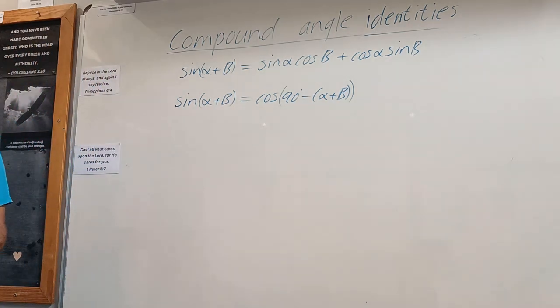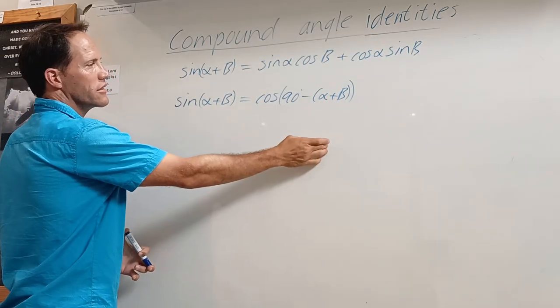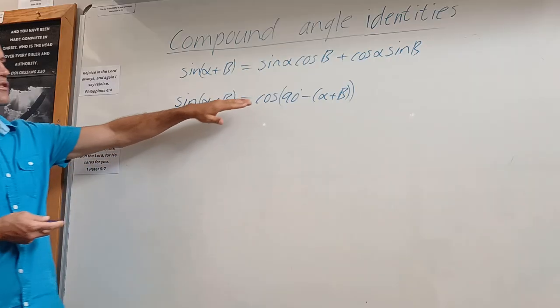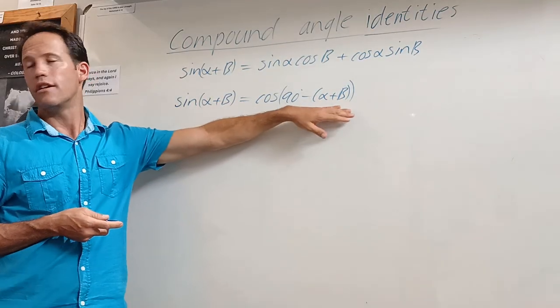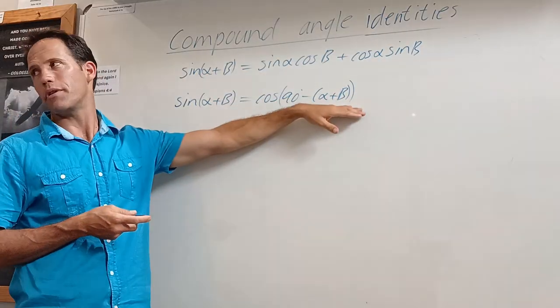Co-ratios. Remember, co-ratio says that sine x is equal to cos 90 minus x. Okay, that's also from grade 11. Sine x is cos 90 minus x. So we just changed the sine alpha plus beta to cos 90 minus alpha plus beta.